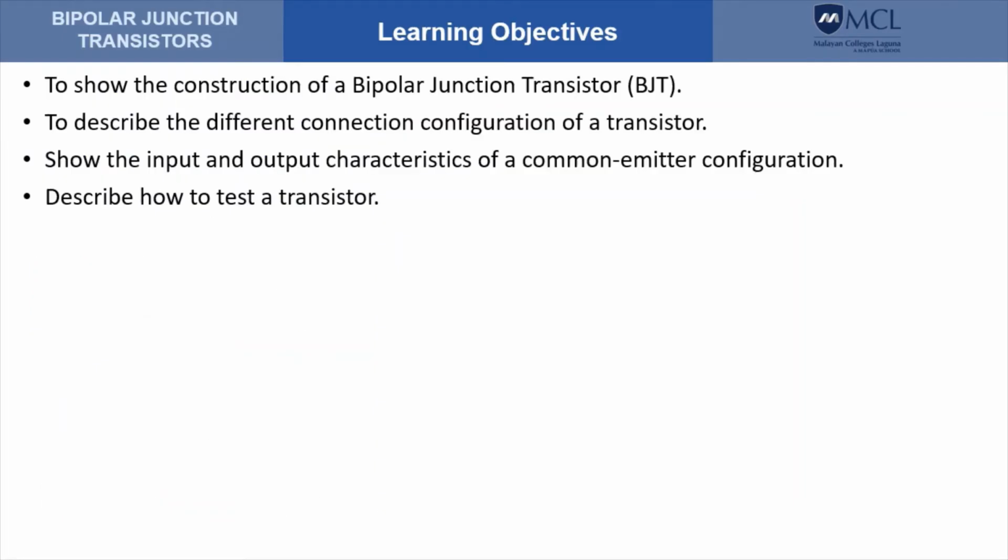The objectives for this video are the following. We will show the construction of bipolar junction transistors. So we'll be focusing on BJTs, because there's another type of transistor called FETs, the field effect transistors. So we will not discuss FETs, but we'll just focus on BJTs. We'll also describe the different connection configurations of transistors. We will show some input and output characteristics of common emitter configurations and describe how to test a transistor.